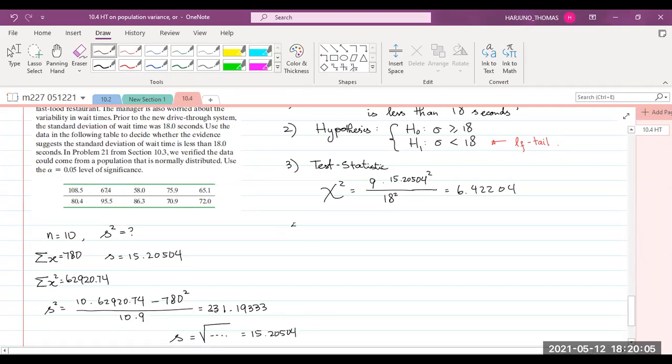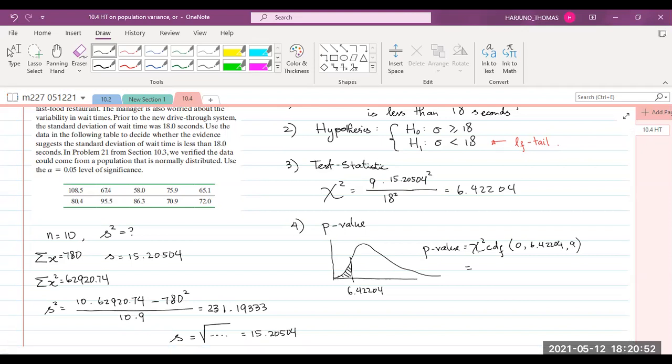Why do I need that? Because I need that for my p-value. Which tail to look at? Okay, I have 6.42204, and I need to find the area of that left tail. So the p-value is the chi-squared CDF: lower bound, upper bound, degrees of freedom. I get 0.30295. So step 5, but the alpha is 0.05, right?